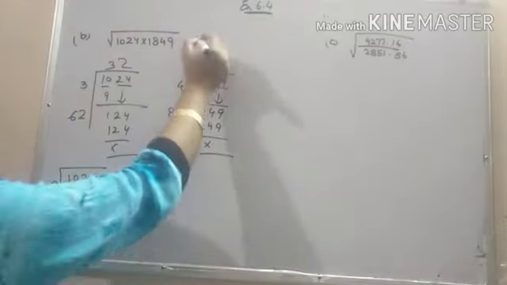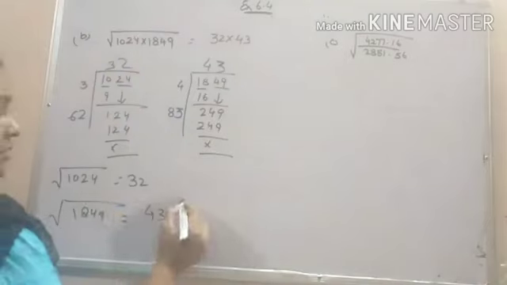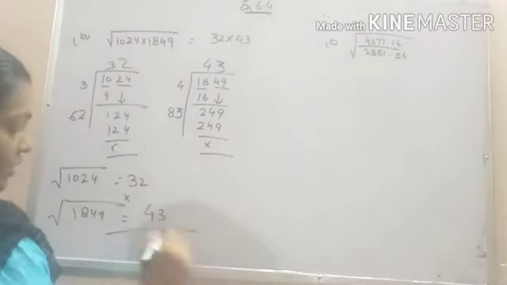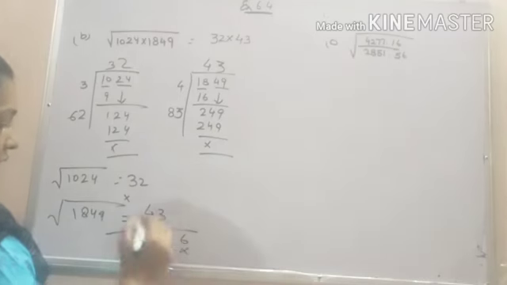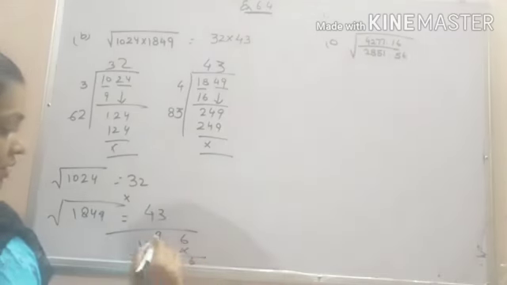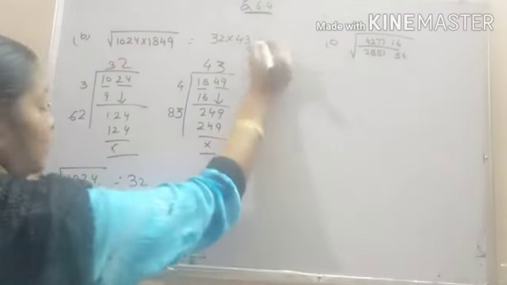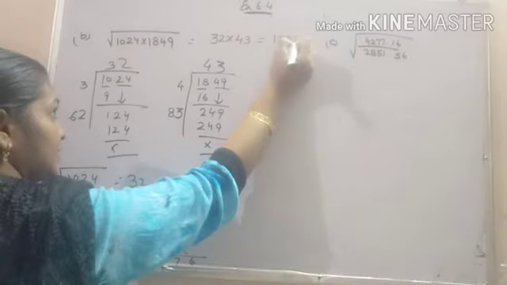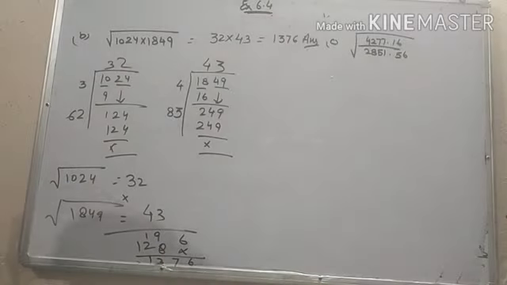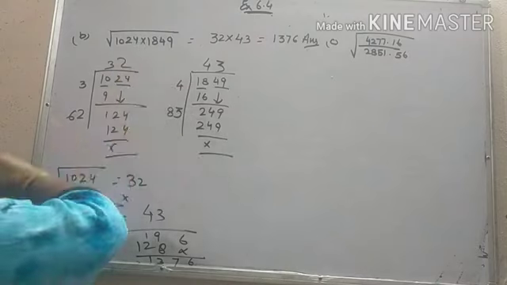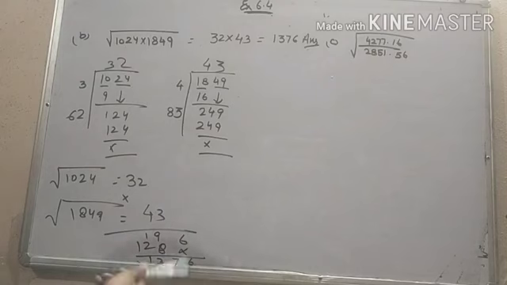What is the next step? You have to just multiply these two numbers. 32 into 43. Do the multiplication. 3 2s are 6, 3 3s are 9, 4 2s are 8, 4 3s are 12. 6, 8, 6. You get 1376 as your answer. So it was so easy. First of all we found the root of 1024, then 1849, and then we multiplied both the numbers.